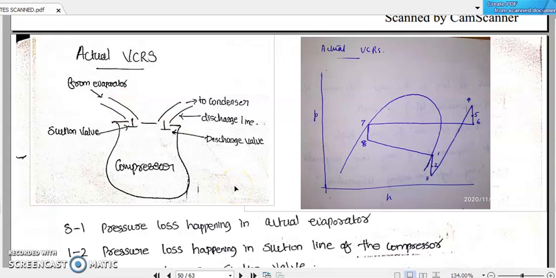So, dear students, let us continue with our discussion on vapor compression refrigeration system. Now that we have discussed the standard vapor compression refrigeration system, and we have done several problems on that, let us look into how an actual vapor compression refrigeration system will be considered.